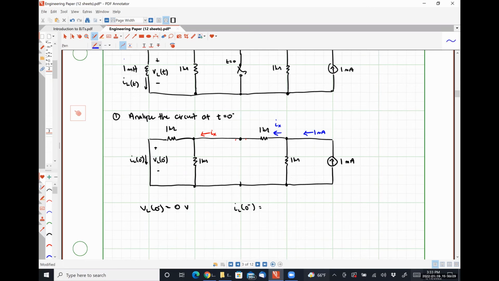Sorry, that should have still been in blue. I sub x is going to hit this node, and that's going to split. Some of that will be the IL that we're looking for. So we could do multiple applications of current division to get that result. Is that how you guys want to proceed, or do you want to try something else?